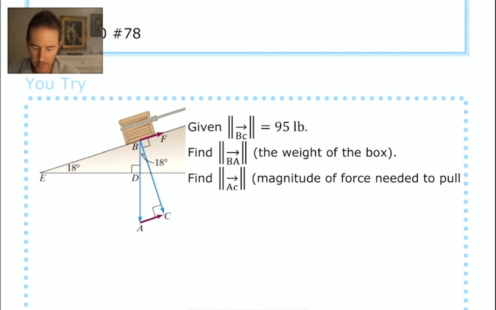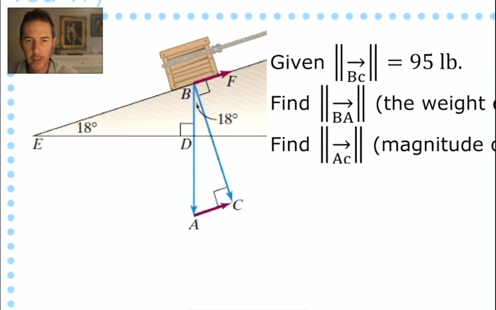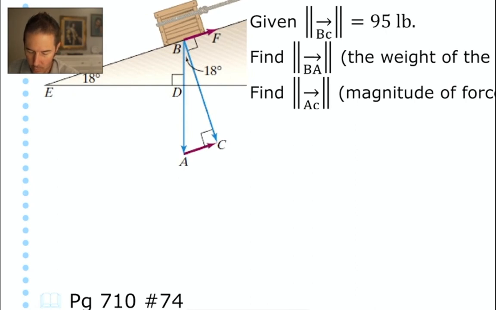I like to take a very diagrammatic approach to this and really just stick with the basics. I'm looking for BA, which is the hypotenuse of this blue and red triangle down here. I know that BC is equal to 95, so you could redraw this triangle exactly as it's oriented, close it up, and even put in this little right angle. I would put the 95 on BC because we're told that measure, BA is what we're looking for, and we've got our 18 degrees.